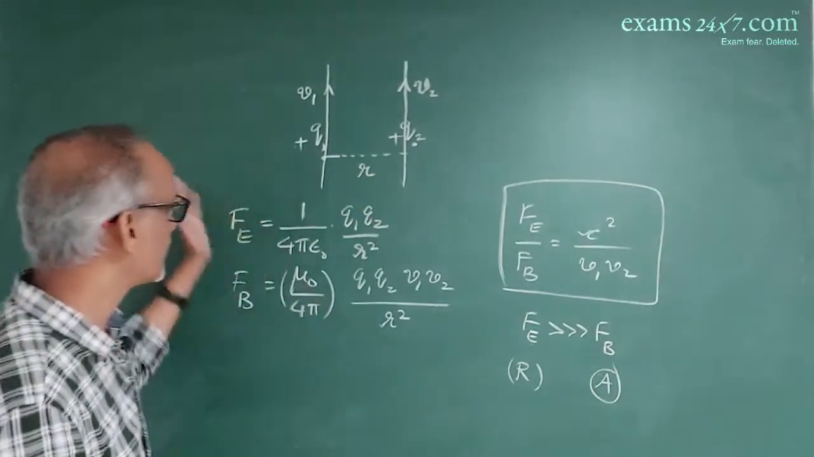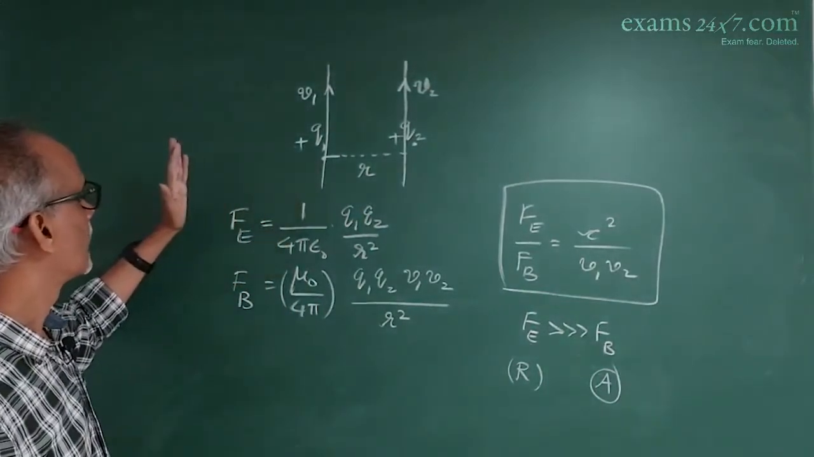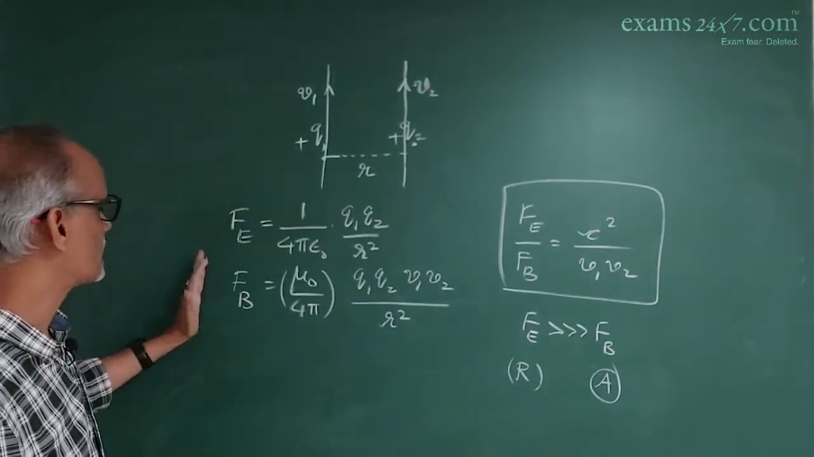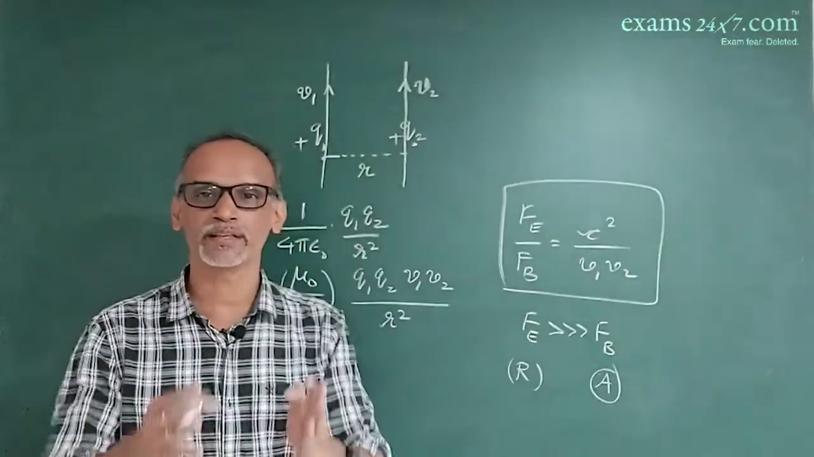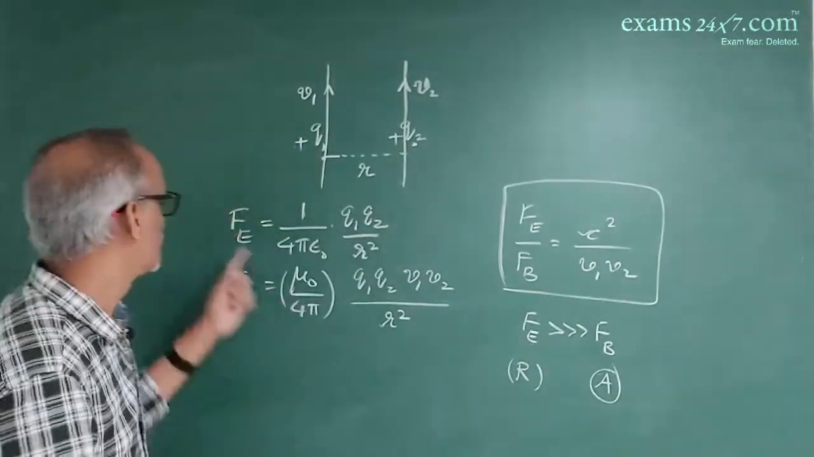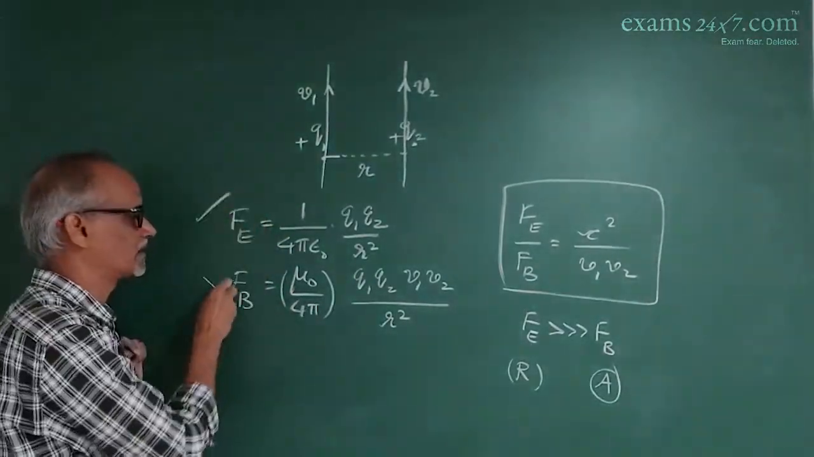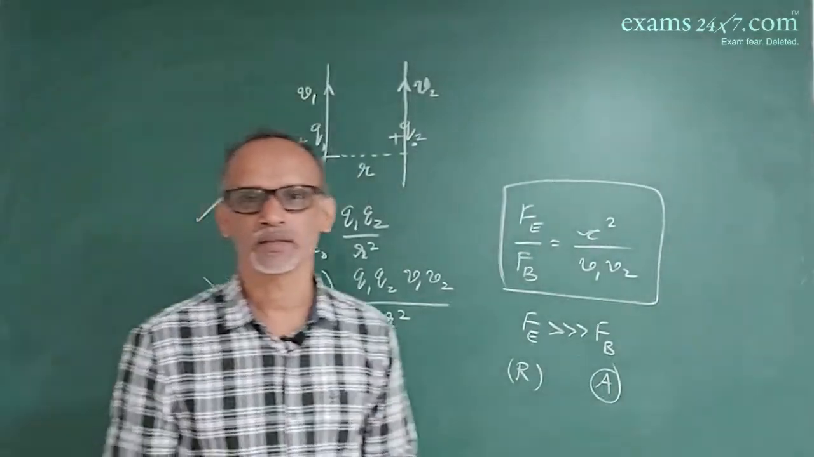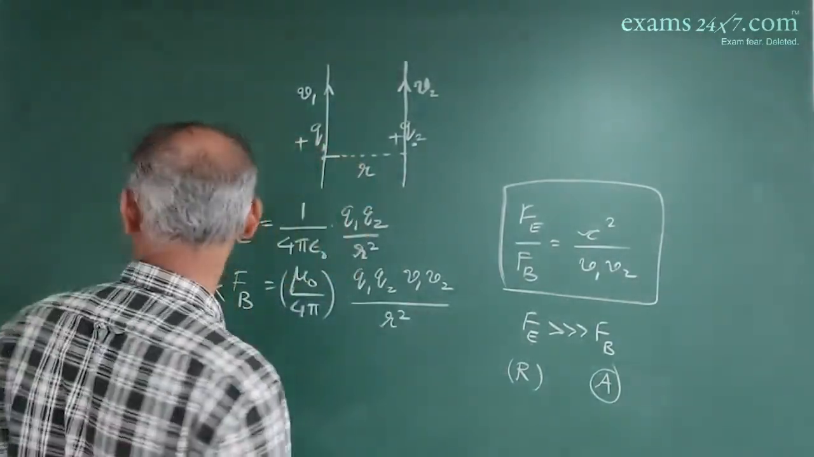So this is how we can find the electrostatic force as well as the magnetic force between two moving charged particles. If they are at rest, then there will be only electrostatic force, there won't be any magnetic force between them.